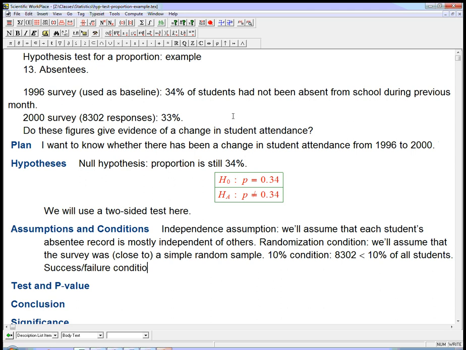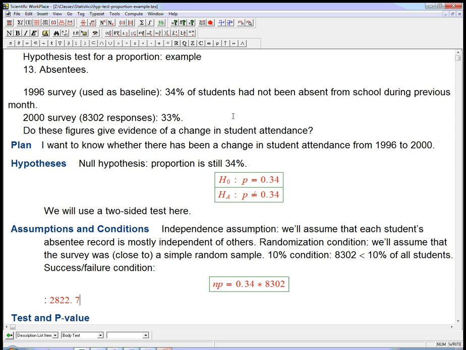To make these normal approximations really good approximations, we've got np. Let's do that in math mode. np is 0.34 times 8302, which is equal to something pretty big, like 2823. And nq is even bigger. It's 0.66 times 8302, because q is just 1 minus p always.